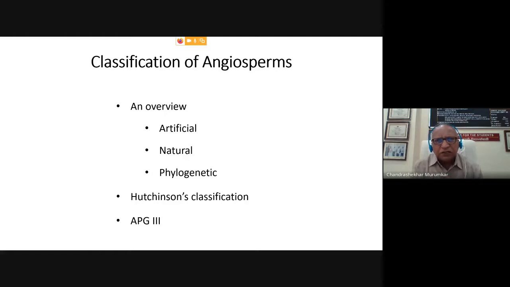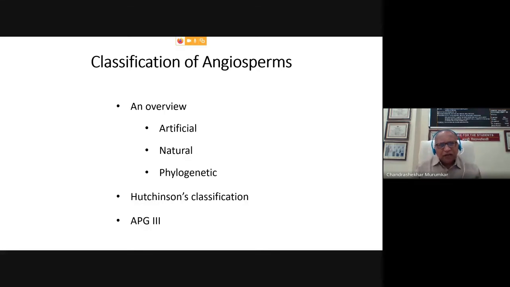As far as the classification is concerned, today and henceforth, we will be discussing these components. We will be having an overview today. In this overview, we will see how an approach was made towards the classification. Obviously now it is named as artificial classification system, natural classification system, and phylogenetic classification system. In simple words, we can categorize these into two components: the pre-Darwinian classification systems, which do not consider evolution and phylogeny, and classification systems proposed after Darwinism, where the concept of phylogeny and evolution was taken into consideration.